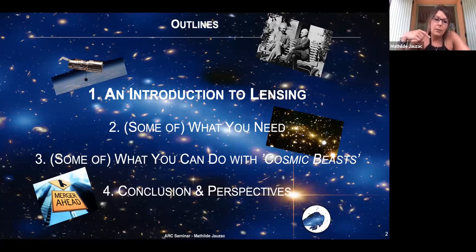So I'm going to start by introducing the main tool that I'm using, which is gravitational lensing. For the people that know me, you know that I've been doing that for many years now. And talk about observations, what we need to do the analysis that I'm going to present. And then present some of the things that you can do with those objects, like in a pretty broad vision. And then I'll conclude and give you some hints on what's happening next.